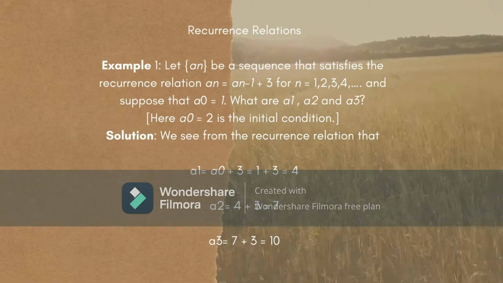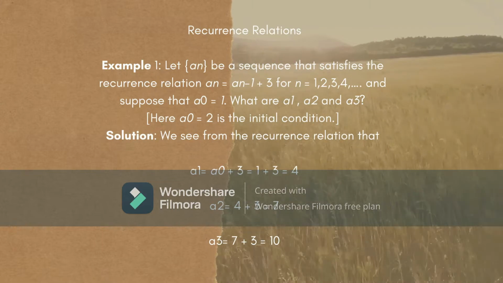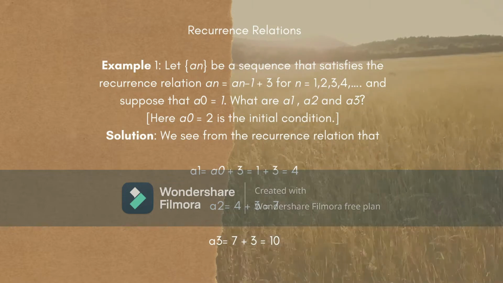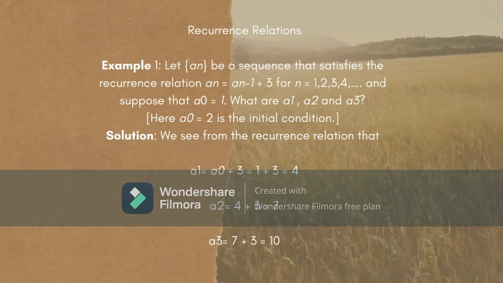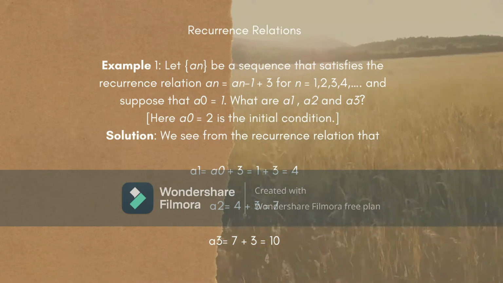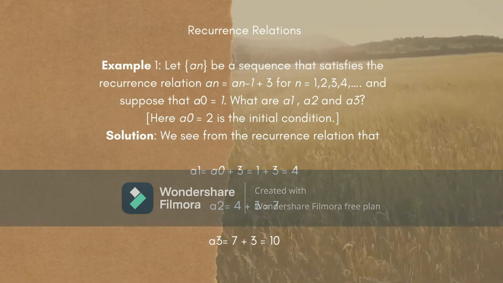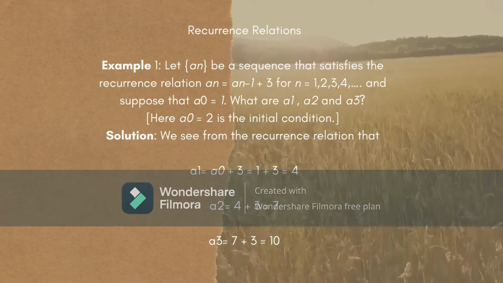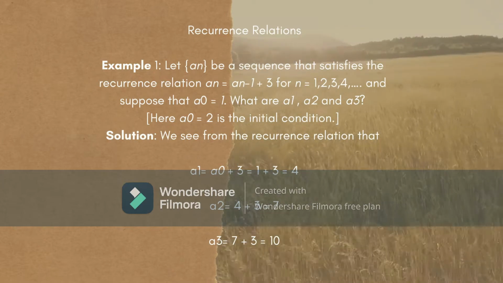From the question given, it states the value of a_0, which is 1, and it also gives the formula of a_n, which is a_n = a_{n-1} + 3. So, in order to find a_1, we can use the formula a_1 = a_{1-1} = a_0 + 3 = 1 + 3 = 4. Therefore, the value of a_1 is 4.